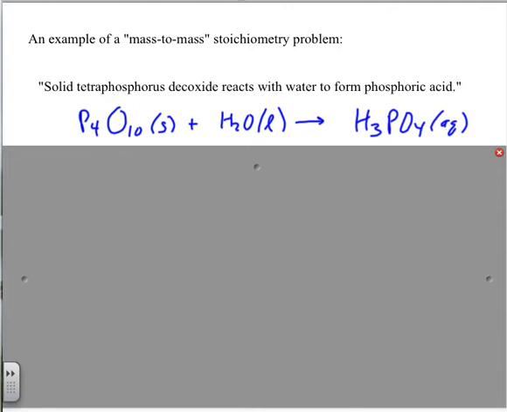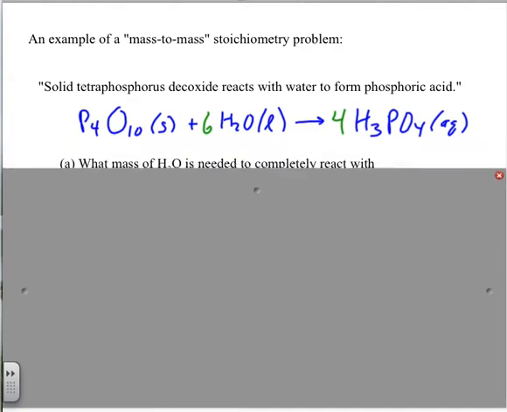I'll balance phosphorus by putting a 4 in front of H3PO4 to give me 4 phosphorus atoms on each side. That gives me a total of 12 hydrogen atoms on the product side, so I'll need 6 water molecules on the reactant side. That gives me 10 plus 6 is 16 oxygen atoms on the reactant side. 4 times 4, oh look, 16 oxygen atoms on the product side. Isn't that nice how that works out?